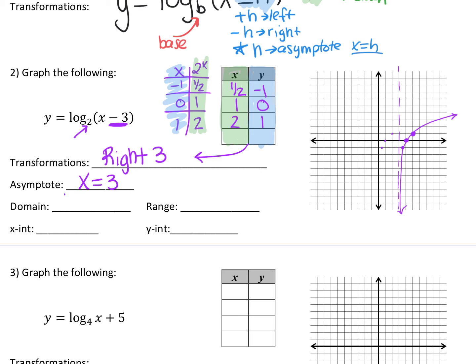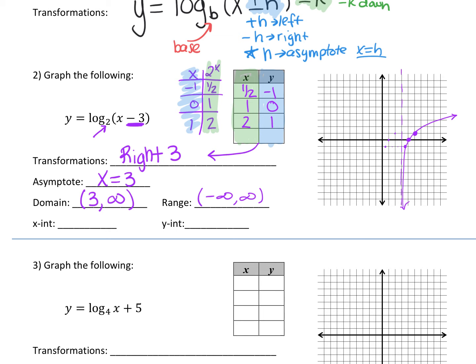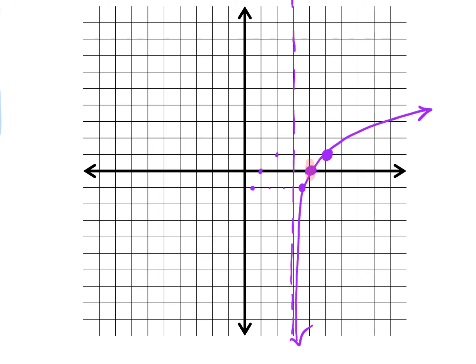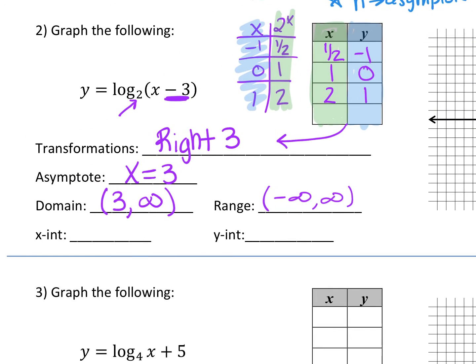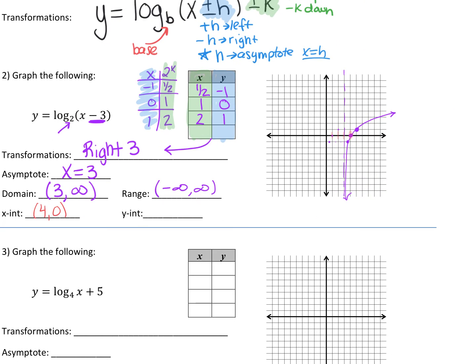So domain is always linked to the asymptote. So since my asymptote's at 3, my domain is going to start at 3. My range for every single log is going to be negative infinity to infinity. In this case, my x-intercept is right here at 1, 2, 3, 4. So 4, 0. My graph does not cross the y-axis, so there's also no y-intercept for this graph.